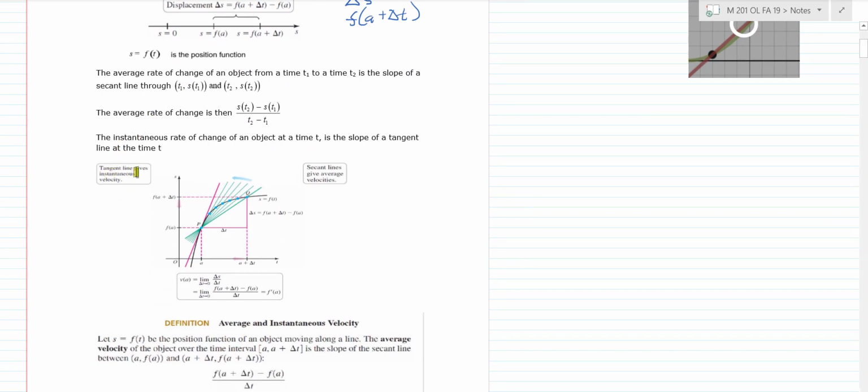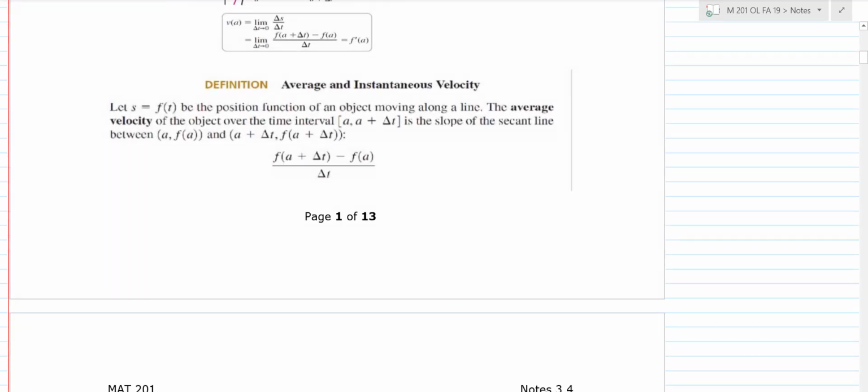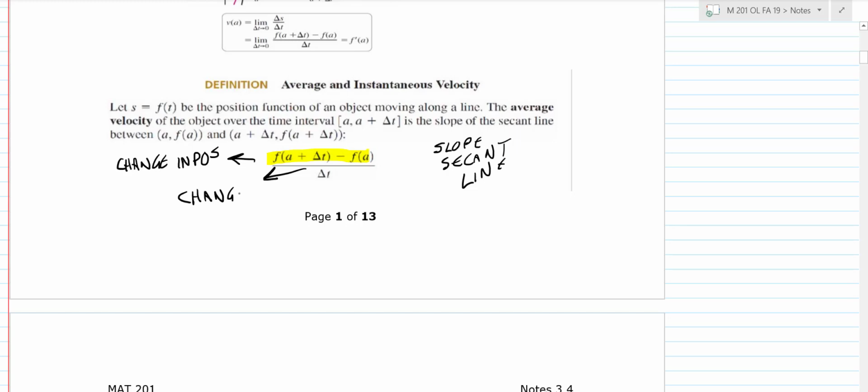Okay, so going down here, this is what we've been talking about so far. The slope of a tangent line gives an instantaneous velocity. When you find the slope of a secant line, you're getting an average velocity, the average rate of change. So if we look at this definition right here, this is really just finding the slope of a secant line. The numerator here is a change in position, so you're measuring how your position changes. And delta t is a change in time. Just like slope is rise over run, or change in y over change in x, in this case the numerator is the change in position, and delta t is the time.